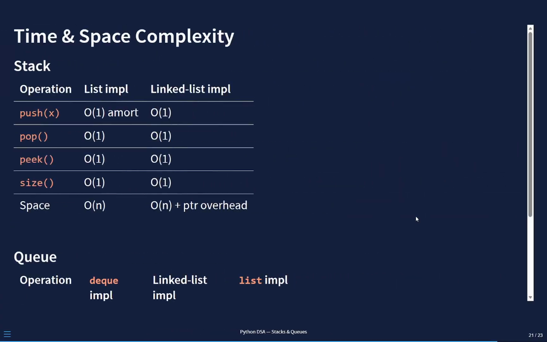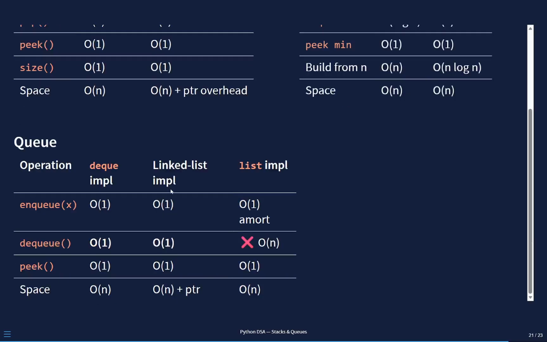Complexity summary, your reference card. For stacks, push, pop, peek, and size are all O(1) for both the list-based and linked list implementations. The minor difference is that list-based push is O(1) amortized, occasionally triggering a resize, while linked list is O(1) exactly. Space is O(n) for both, but the linked list version has pointer overhead per node.